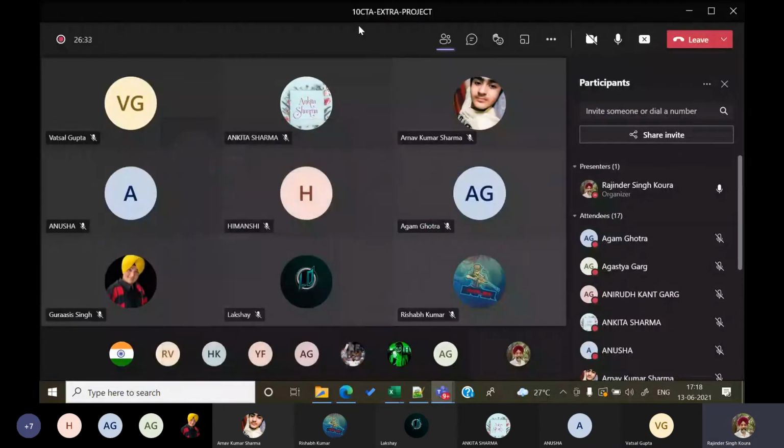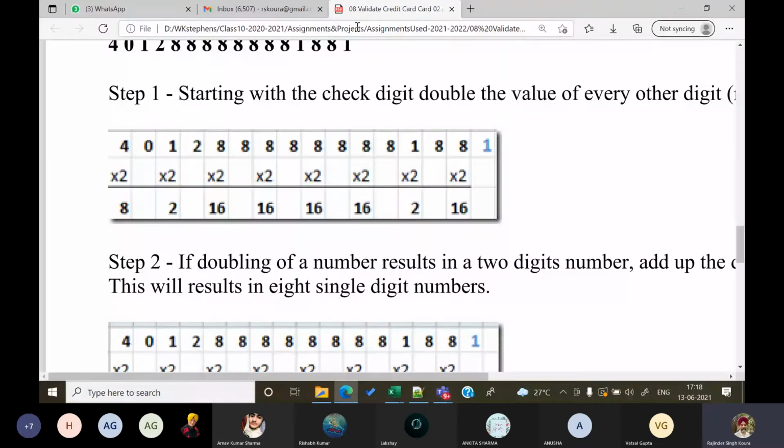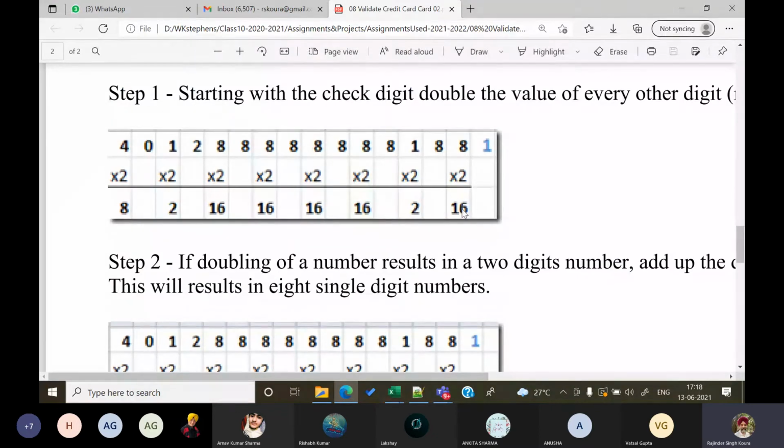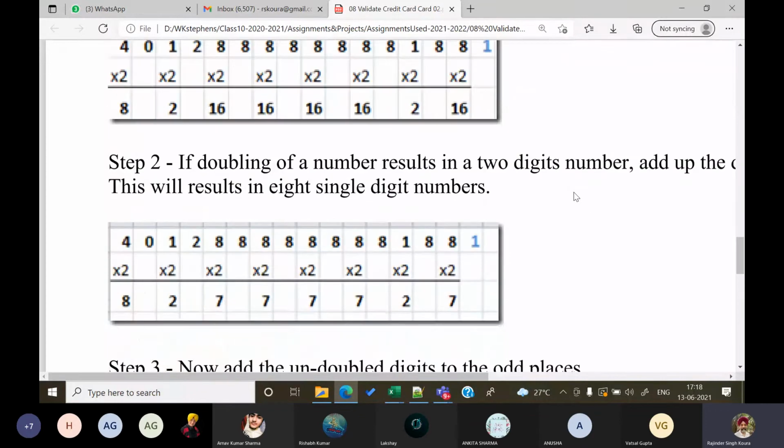I have not started with the program yet. I'm just explaining something to you, and you can do this manually itself. Next, you saw that some of the doubles are actually 2-digit numbers. If they become 2-digit numbers, we have to add those 2 digits. So 1 plus 6 becomes a 7, 2 remains a 2, 1 plus 6 again becomes a 7, then 7, then 7, then 2, and then 8.